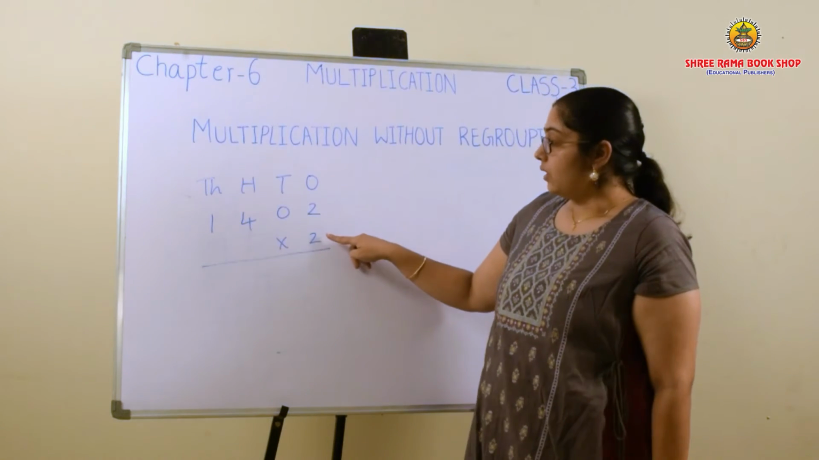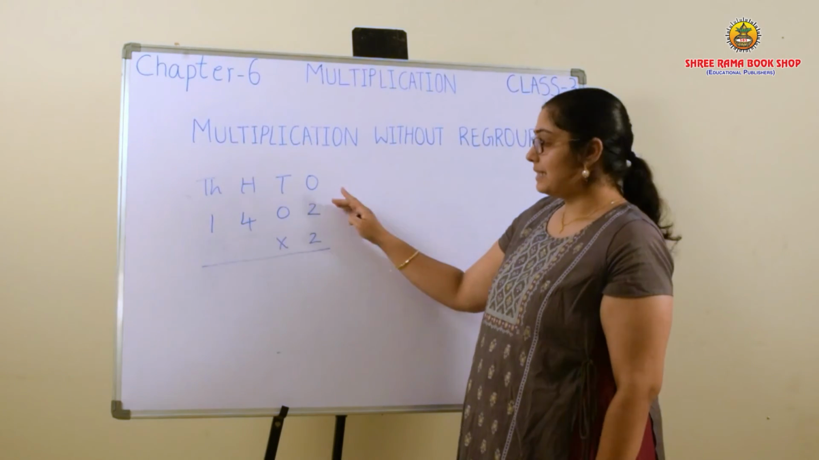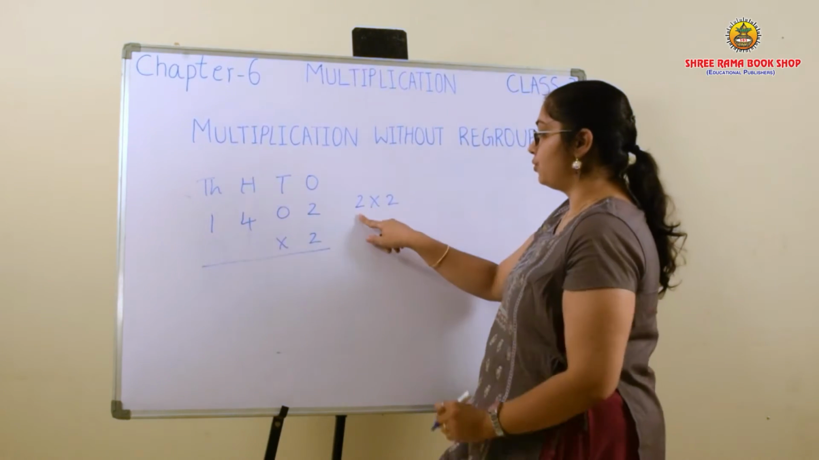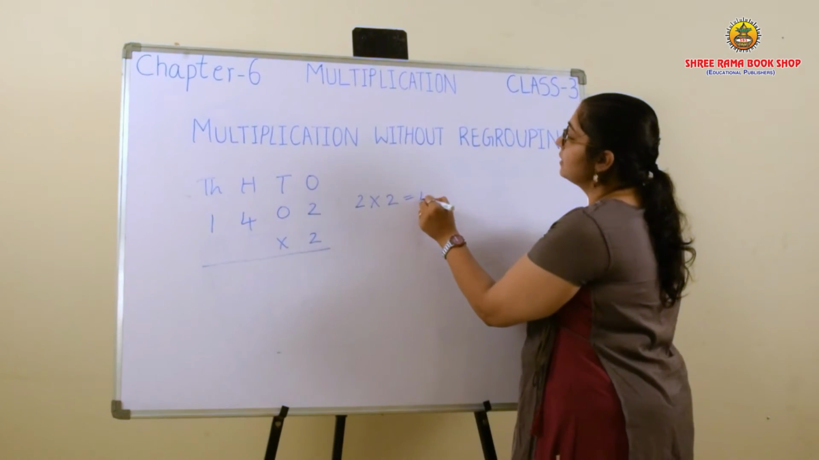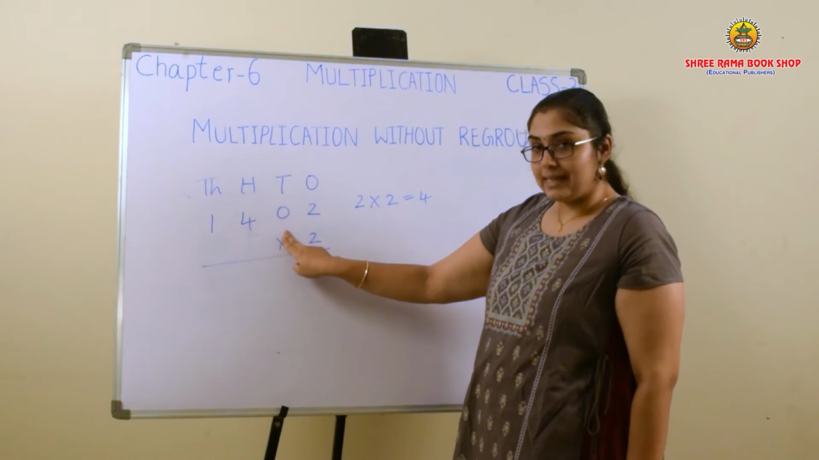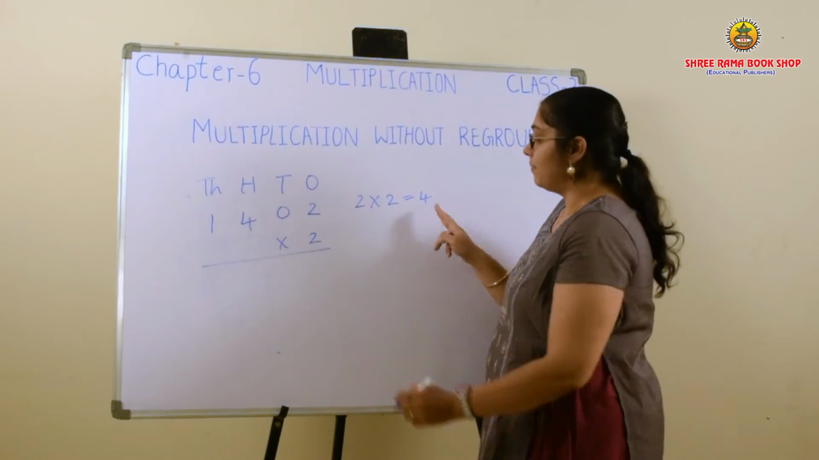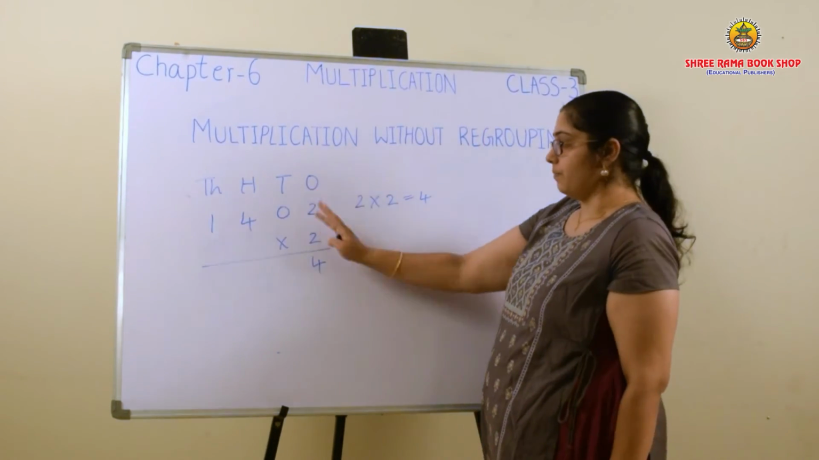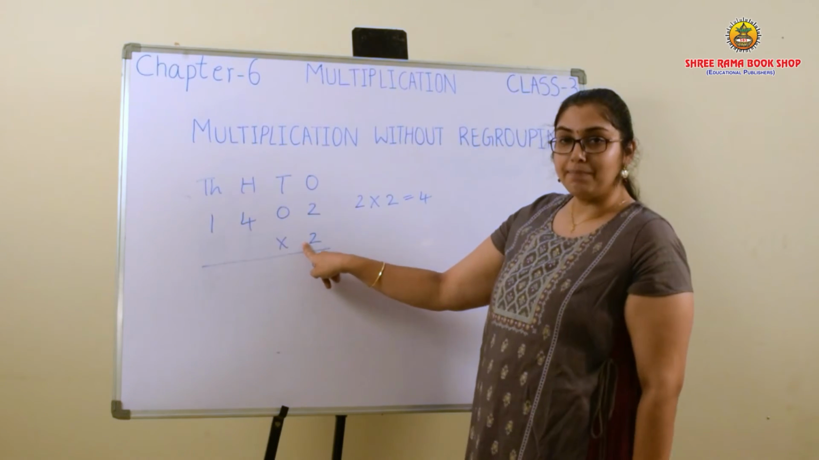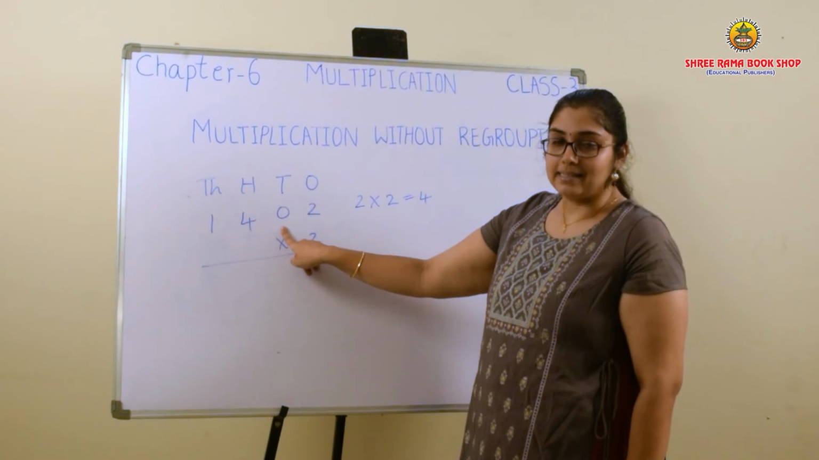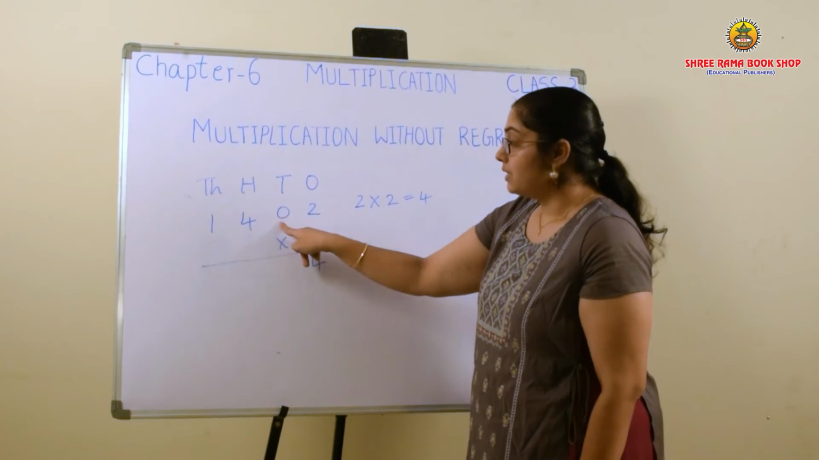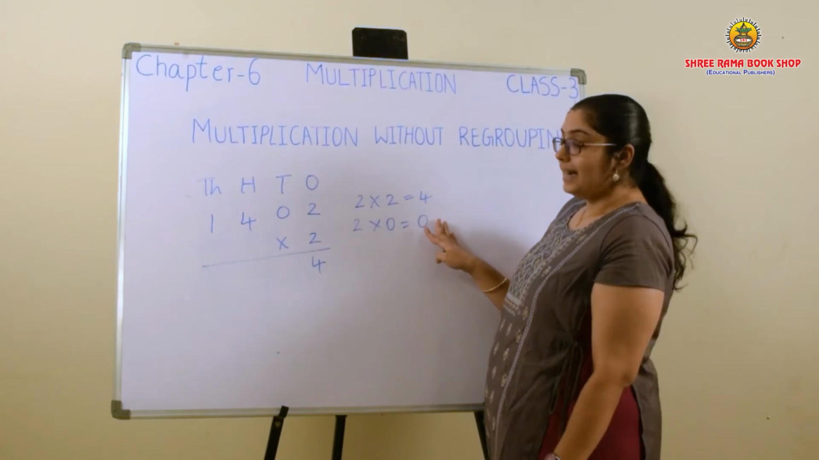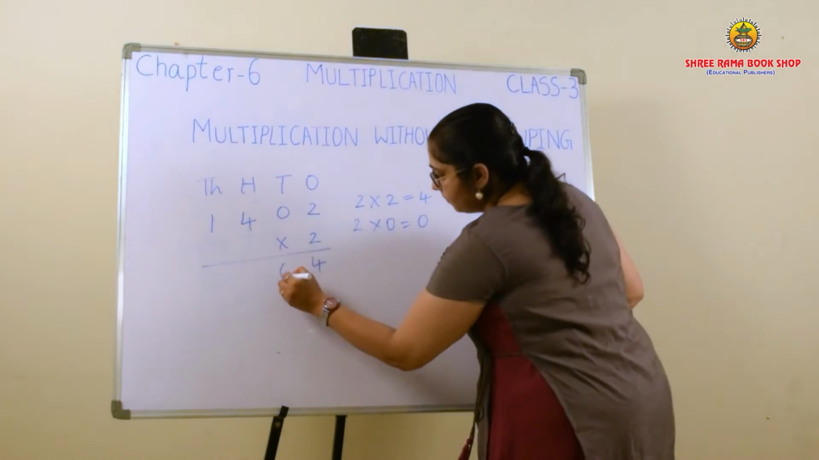Okay, so now first I will start with the ones place. 2 into 2. In the ones place the number is 2, so 2 into 2, the answer is 4. Now I will go to the tens place. Before going to the tens place, I will write the product 4 in the ones column. When I multiply any number with 0, I will get the answer 0. So 2 into 0 is equal to 0. I will write this answer in the tens column.